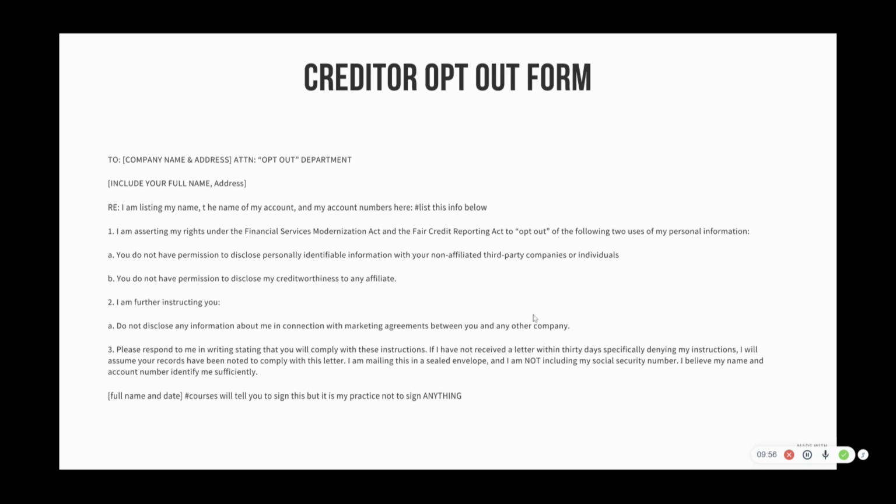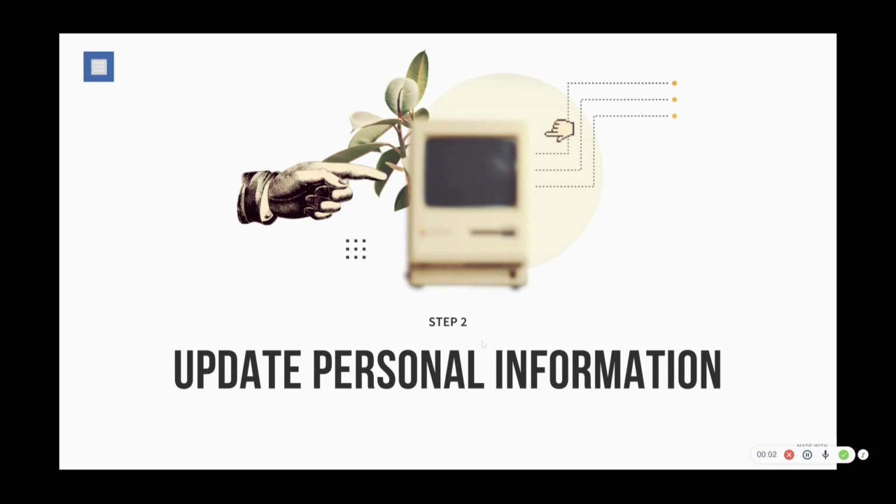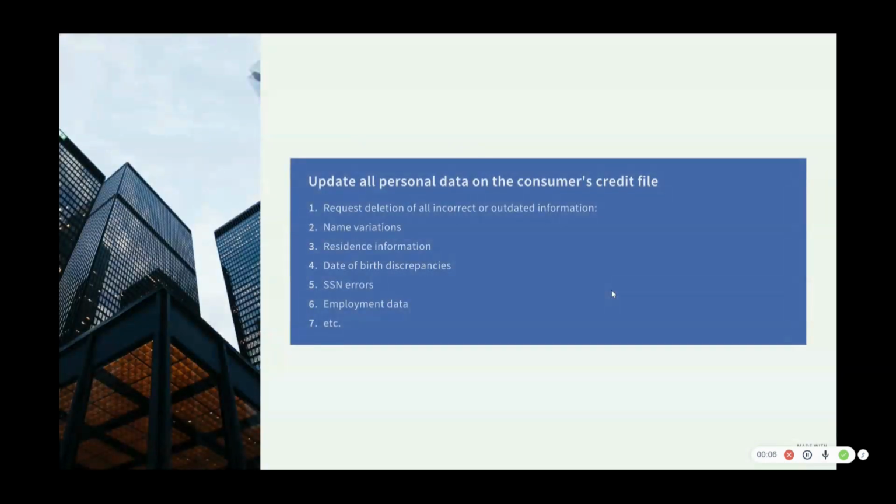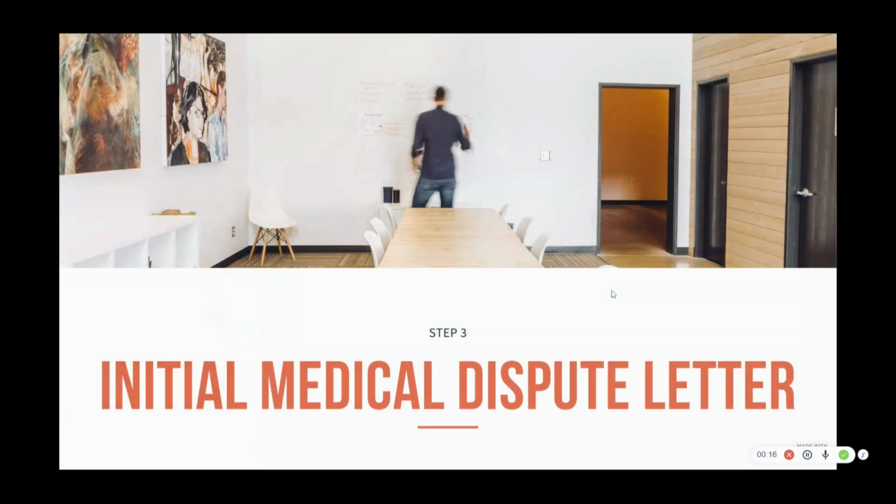You're actually going to send this to all of the creditors. Step number 2 is updating personal information, okay? And this is pretty straightforward. You are going to request deletion of all incorrect or outdated information: name variations, residence information, date of birth discrepancies, SSN errors, employment data, and so on and so forth, okay?